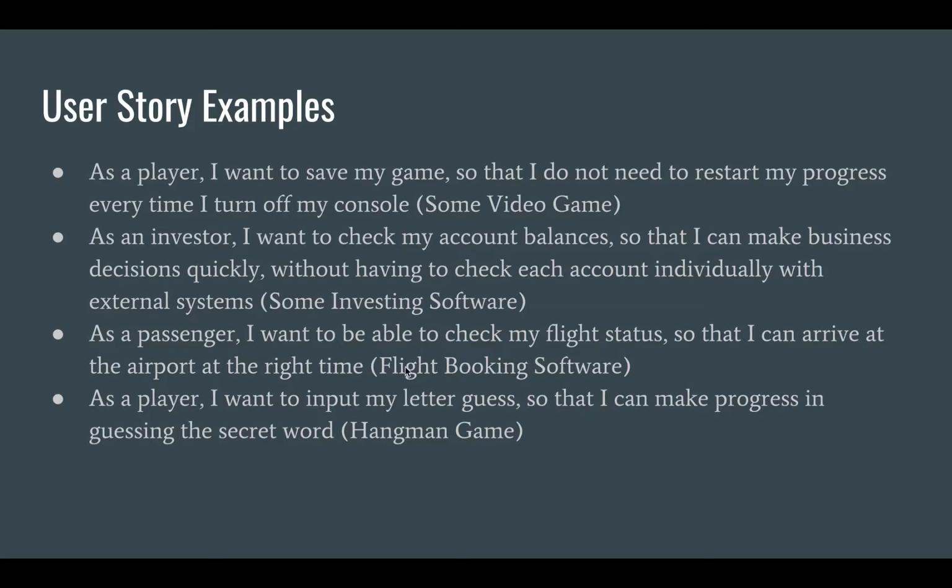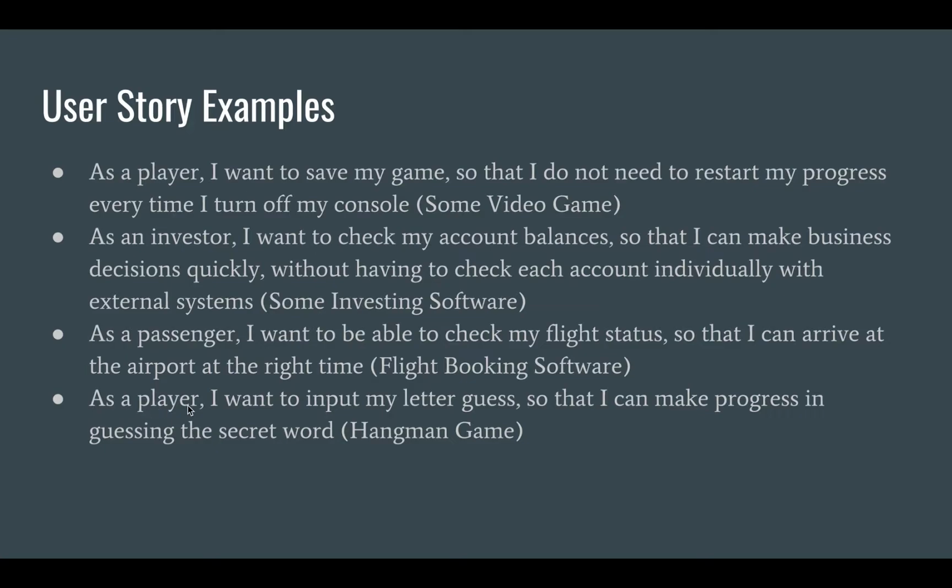As a passenger, so this is going to be for some flight booking software here. As a passenger, I want to be able to check my flight status so that I can arrive at the airport at the right time. So once again, as a user type passenger, I want to be able to check my flight status. So this tells the programmer that they need to program this ability to check flight statuses so that I can arrive at the airport at the right time. So once again, the goal for the software system is to organize flights. And this goal, having passengers arriving at the airport at the right time, is pretty important when you're organizing flights. So this is just another example.